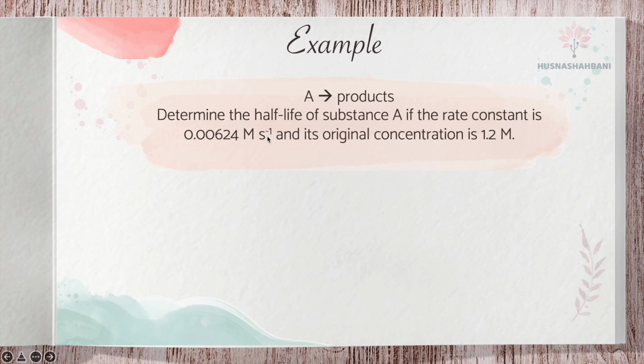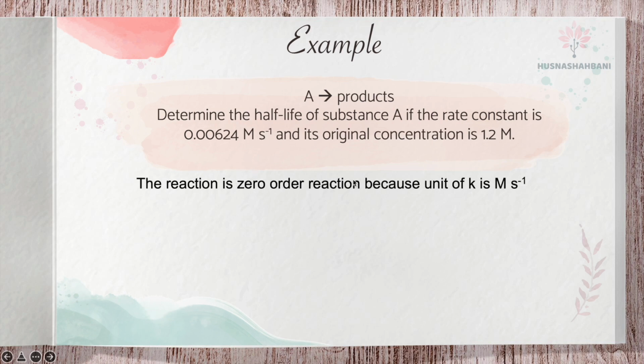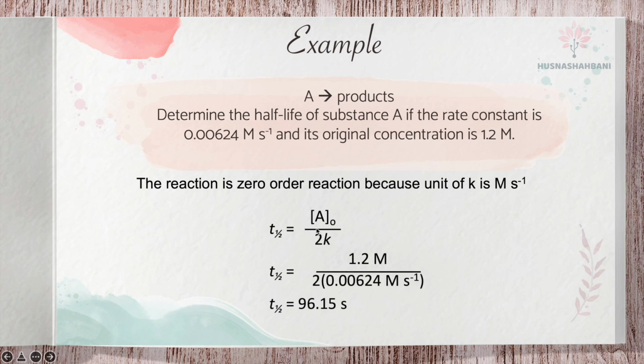How to identify the order of reaction? By looking at the K unit. When the unit of K is molar per second, this is a zero order reaction, so use the half-life equation for zero order: t half equals A naught over 2K. We have the value of K and the initial concentration 1.2. Just substitute, and the half-life of this reaction equals 96.15 seconds.